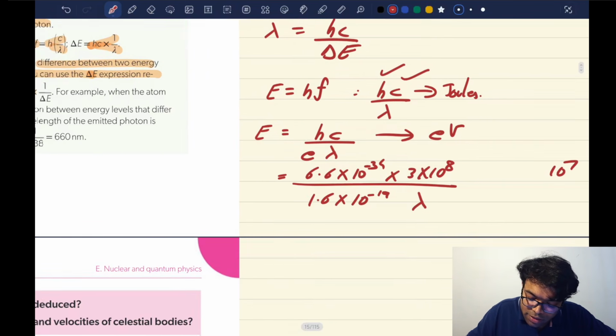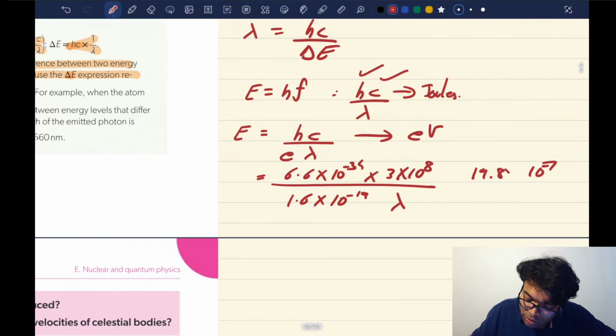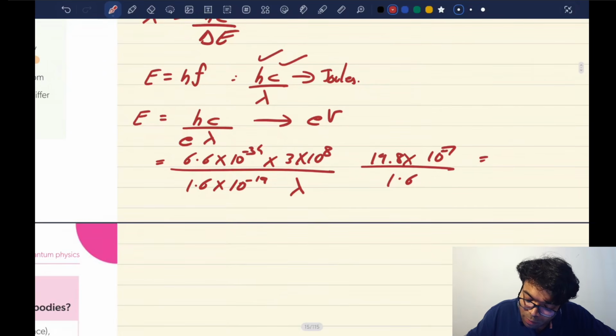And 6.6 into 3 is what? 6 threes are minus 7. Sorry, minus 7. So 3 6s are 18, 1 3 6 are 18. 19.8 into 10 to the power minus 7 upon 1.6. Okay, so 198 upon 16 into 10 to the power minus 7.